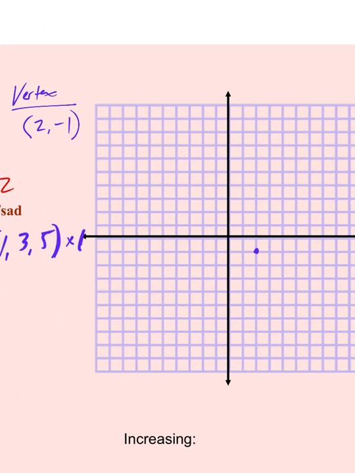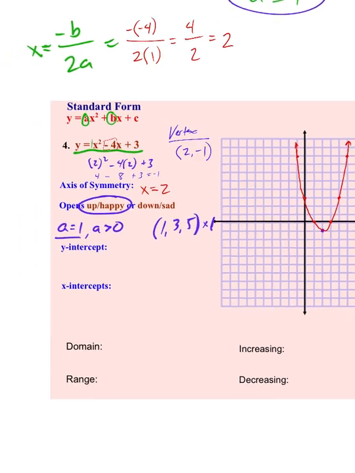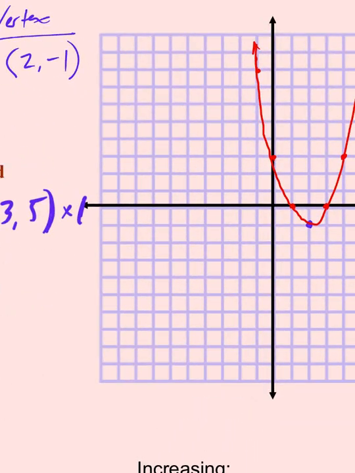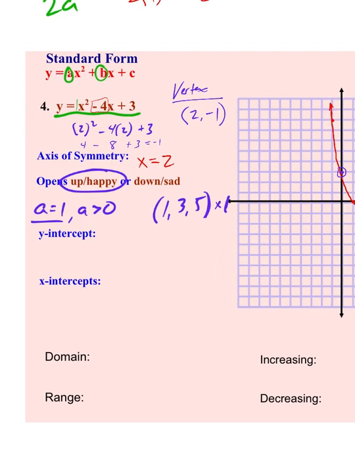So from this point, I'm going to go over 1, up 1 in each direction, then over 1, up 3 in each direction, then over 1 and up 5 in each direction. And there is our graph of this quadratic. Now the y-intercept, again, has a specific point here. The y-intercept occurs right there at the point 0, 3.